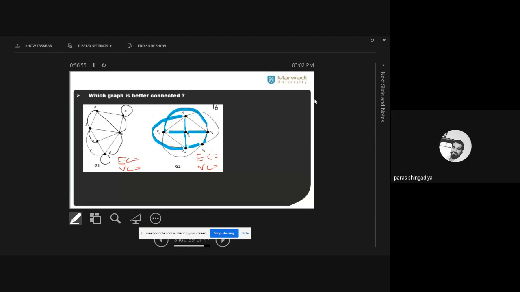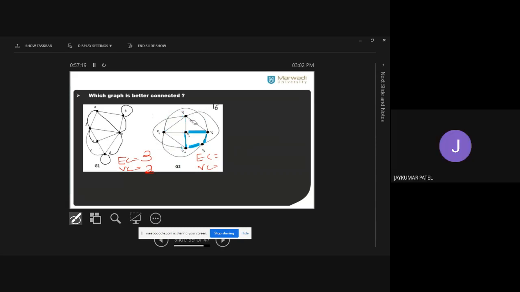Yes, what is the answer? Has anyone derived it or not? Anyone got the answer? For G1, edge connectivity is 2, vertex connectivity is 2. Okay, that is correct. In the first graph, edge connectivity will be 3, and vertex connectivity will be 2. Clear? That is the correct answer.